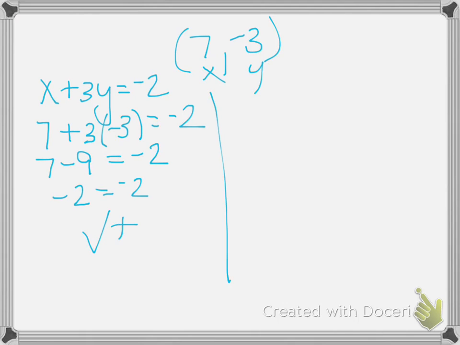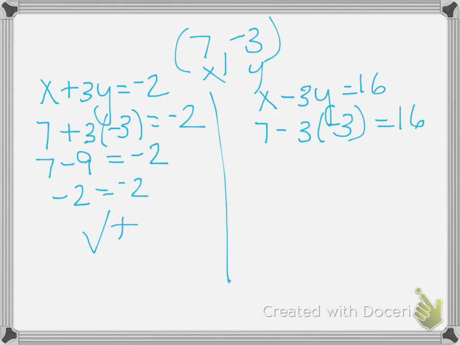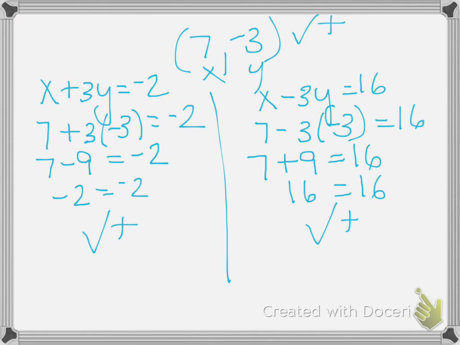The next original equation is x minus 3y equals 16. Substituting the values, 7 minus 3 times -3 equals 16. -3 minus 3 is a +9, a negative and a negative make a positive. And then when I add 7 plus 9, I get 16 equals 16. So our solution is correct. It's 7 comma -3.